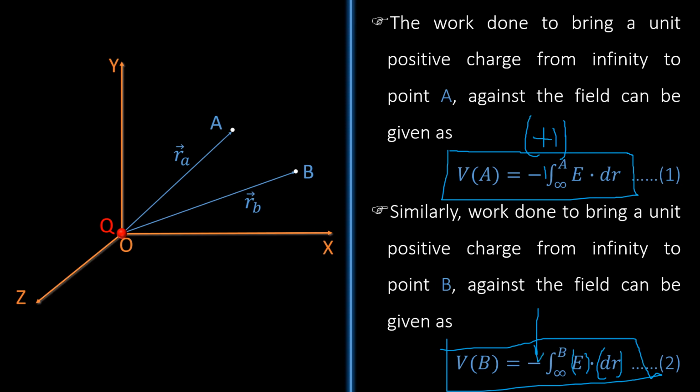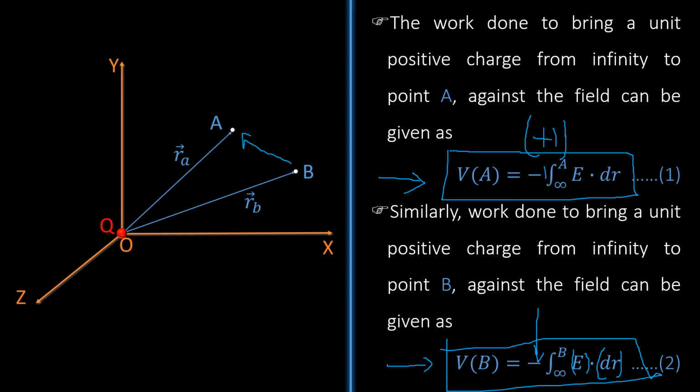Now, as I said, what is this VA? It is work done. What is VB? It is work done. And as we are bringing the unit positive charge from infinity, it is considered to be absolute potential at point A, absolute potential at point B due to source charge capital Q. But what if I go from B point to A point?